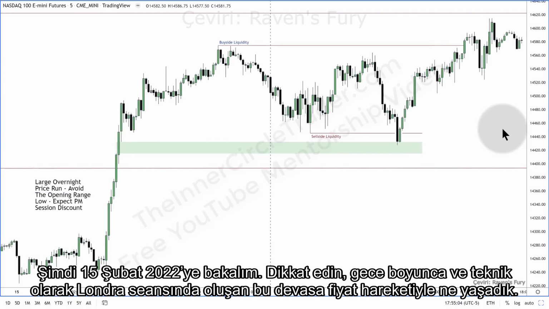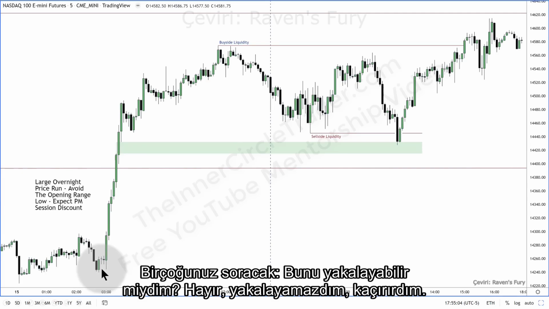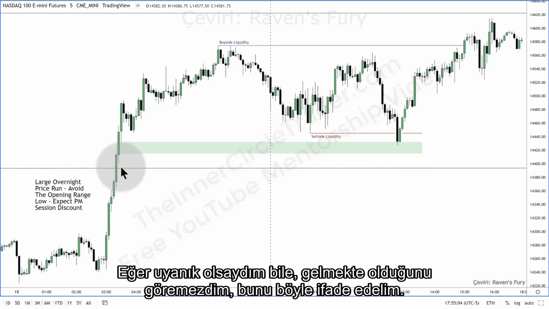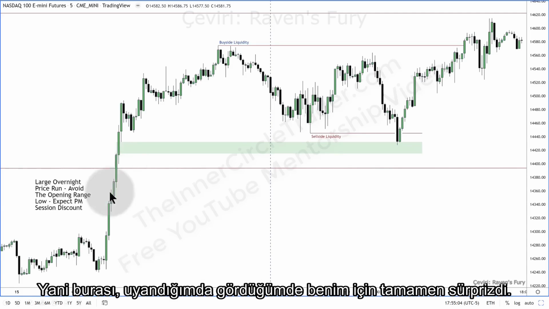Now here's today on the 15th of February, 2022. Notice what we had. We had this enormous price run overnight in technically the London session. Now, a lot of you are going to ask, would I have caught this? No, I wouldn't have caught it. I would have missed it. And if I was awake, I wouldn't have seen it coming. Let's just put it that way. So this right here was a complete surprise to me when I woke up and saw it.